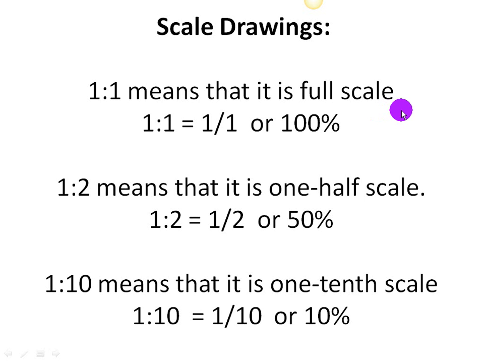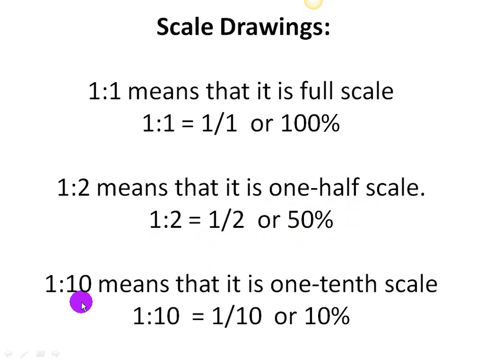But sometimes we want to make drawings that are much smaller than full scale so that they all fit on the piece of paper. We certainly wouldn't want to draw a house at full scale or a map at full scale of some city, because then it would be the size of the city. So we have a 1 to 2. That means that it's a 1/2 scale, and you know that this would be the numerator and that would be the denominator, and that's a 50% scale.